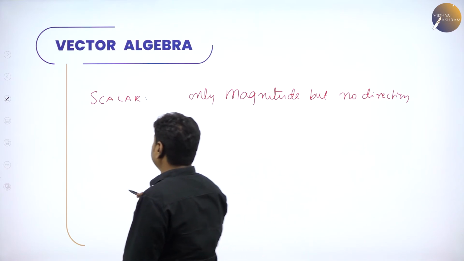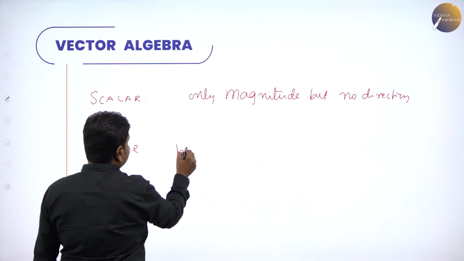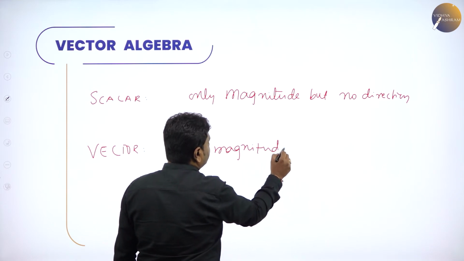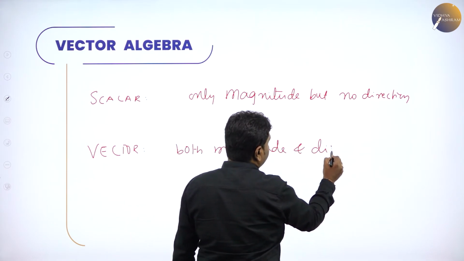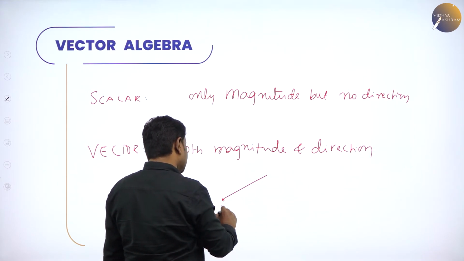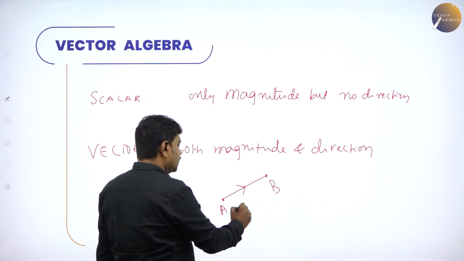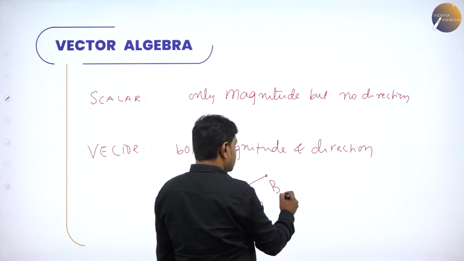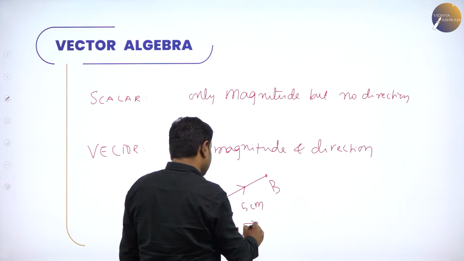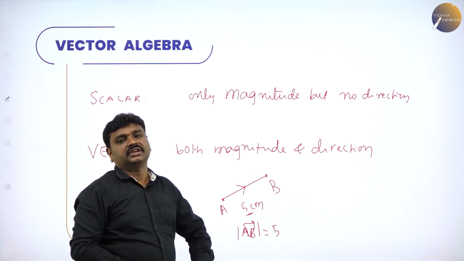And what is a vector? A quantity which will have both magnitude as well as direction. Knowing this basic definition, you can classify. Now if I take a simple line segment, this is a line, but if I put an arrow mark, it is a vector. If it is 5 centimeters and directed from A to B, the magnitude or length is 5. It has both magnitude and direction, like that.